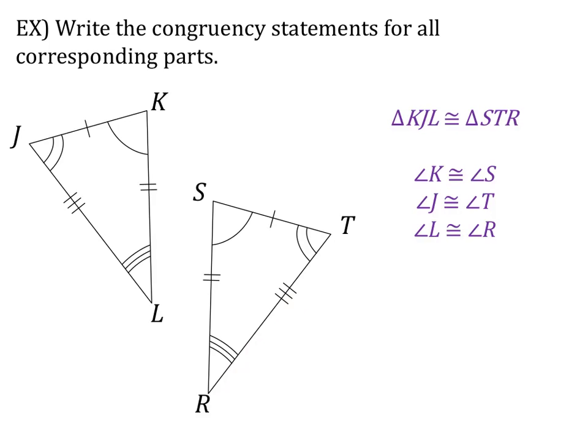So we have to match up my congruent angles. Angle K and angle S both have a 1 mark, and so they are congruent to each other. Then J is congruent to T, and angle L is congruent to angle R. And then last, we have our 3 sides. So KJ is congruent to ST. They both have the single tick mark. And then JL is congruent to TR, and LK is congruent to RS.